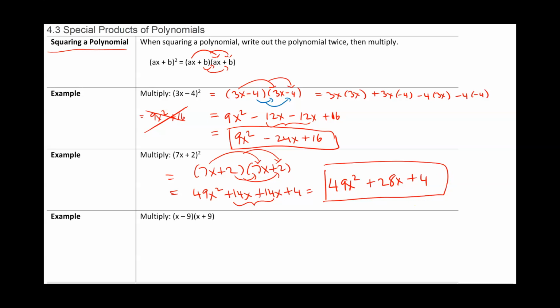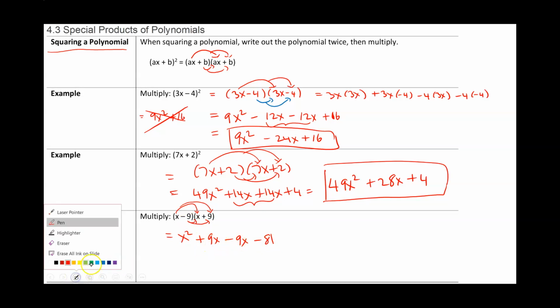Now what happens if you have the same terms like x and 9, but one negative and one positive? Well, let's take a look. We have x times x, which is x squared. And then we have x times 9, which is a 9x. Then I have a negative 9 times x, which is a negative 9x. And I have negative 9 times 9, which is a negative 81. Now, whenever you have a positive 9x and a negative 9x, those are going to add to 0, so we can cancel those out. And what we're left with is x squared minus 81.